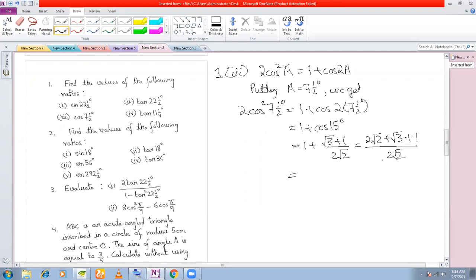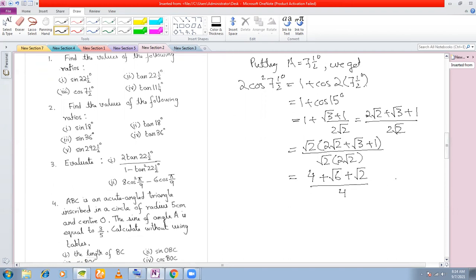Now you have 2 root 2 in the denominator, and you want to rationalize the denominator. You multiply the numerator and denominator by root 2. So if you multiply root 2 throughout in the numerator, 2 root 2 into root 2 will give you 4, plus root 3 into root 2 will give you root 6, plus root 2 into 1 will give you root 2, divided by 4. Okay.